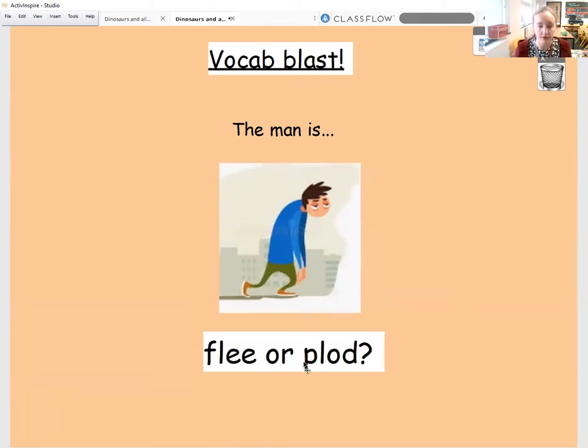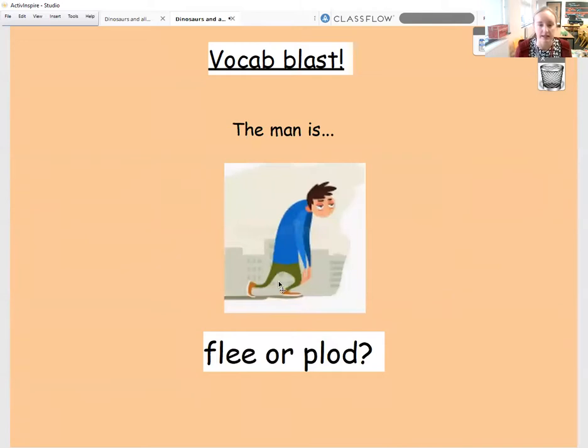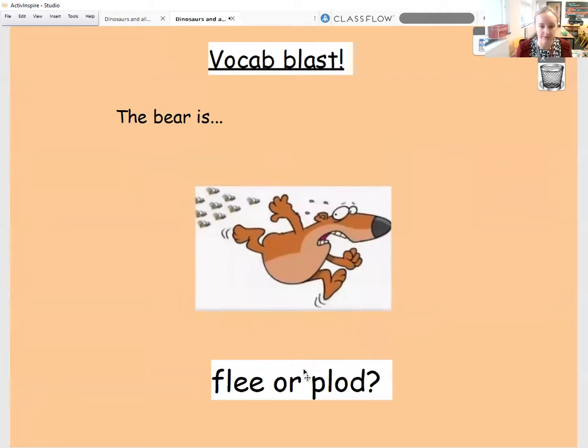Okay, so I could use the verb then plodding. I'm going to say plodding because if I add the suffix ing onto the end, it means it's in the present tense, he's doing it now. So I could say the man is plodding along the street. Okay, so that would be my sentence. The man is plodding along the street. So let's have a look at the next picture.